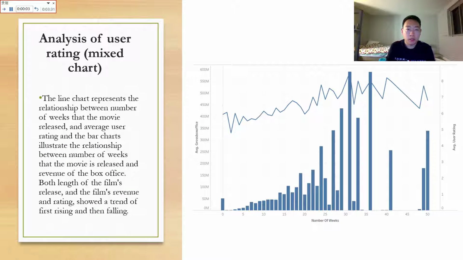The last chart is the mix chart. The line chart represents the relationship between the number of weeks that the movie is released and the average user rating. And the bar charts illustrate the relationship between the number of weeks that the movie is released and the revenue of the box office. And both lengths of the films released and the film's revenues and rating show a trend of first rising and then falling.